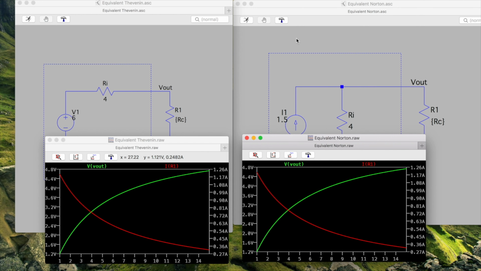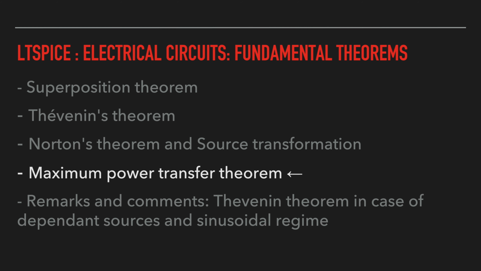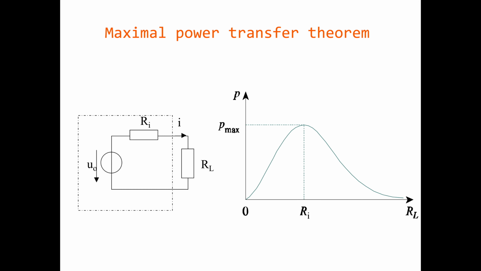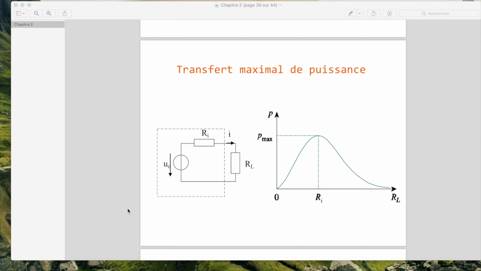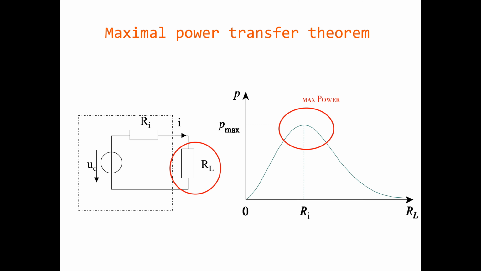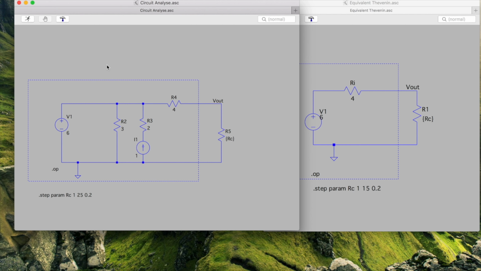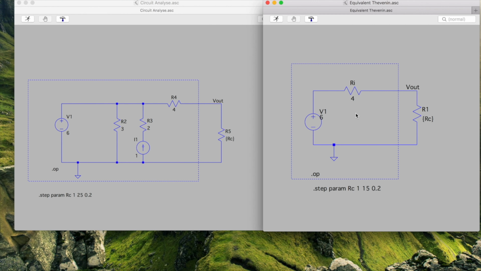Here it is. You have seen that when we have a circuit where we can find the Thevenin equivalent, the maximum power transfer is done at the moment when the resistance RL, the load, is equal to the internal resistance. We are going to observe this on the circuit we have just studied. We had seen that the internal resistance was equal to 4 ohms.